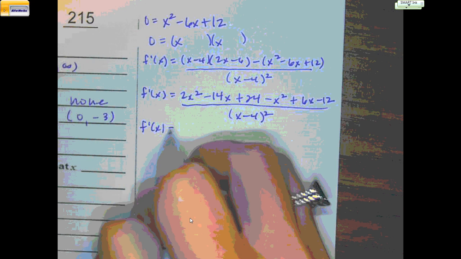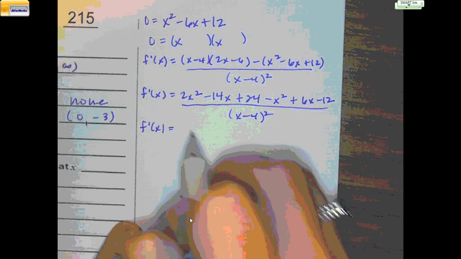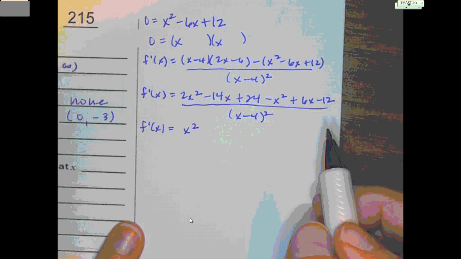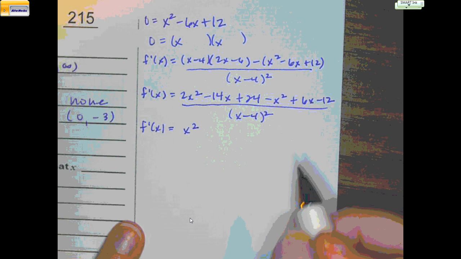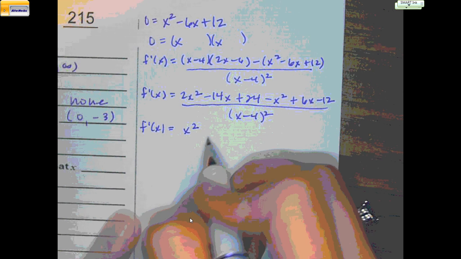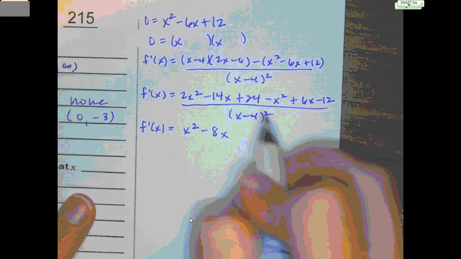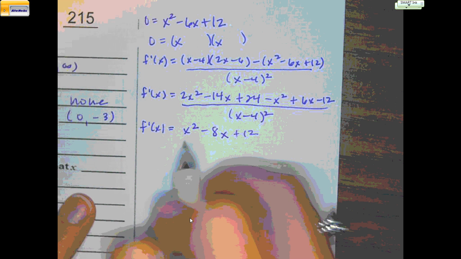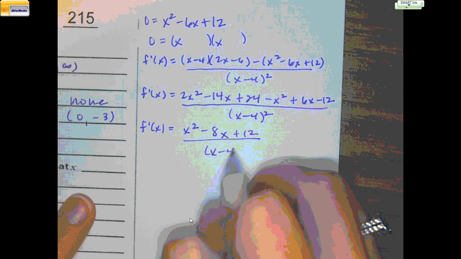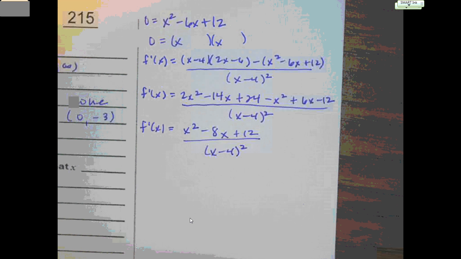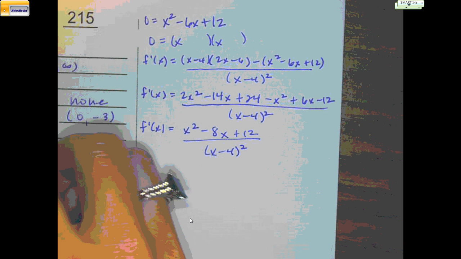Put them together. 2x squared minus x squared is x squared. It should be cubed. Am I okay? Okay, just checking. But always double check, because goodness knows I make mistakes. Negative 14x plus 6x is negative 8x. And positive 24 minus 12 is going to give us a positive 12. There's your derivative. So when we write it in the blank, we want to make sure we have parentheses around our numerator, because that entire piece is the numerator, not just the 12.